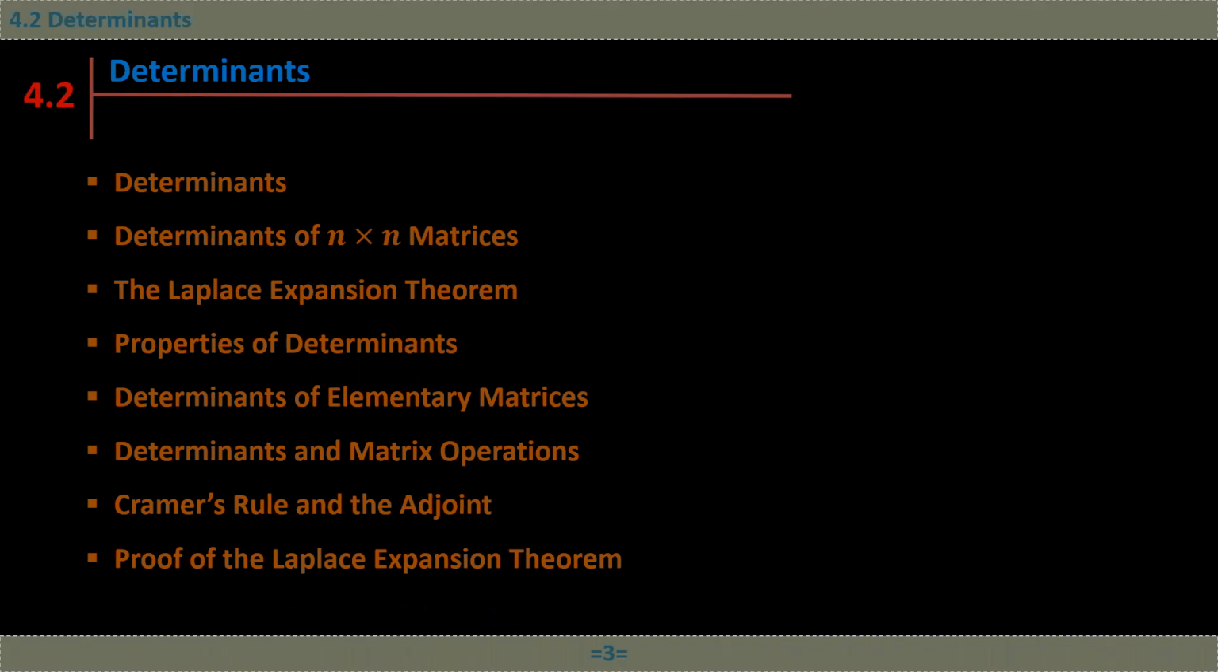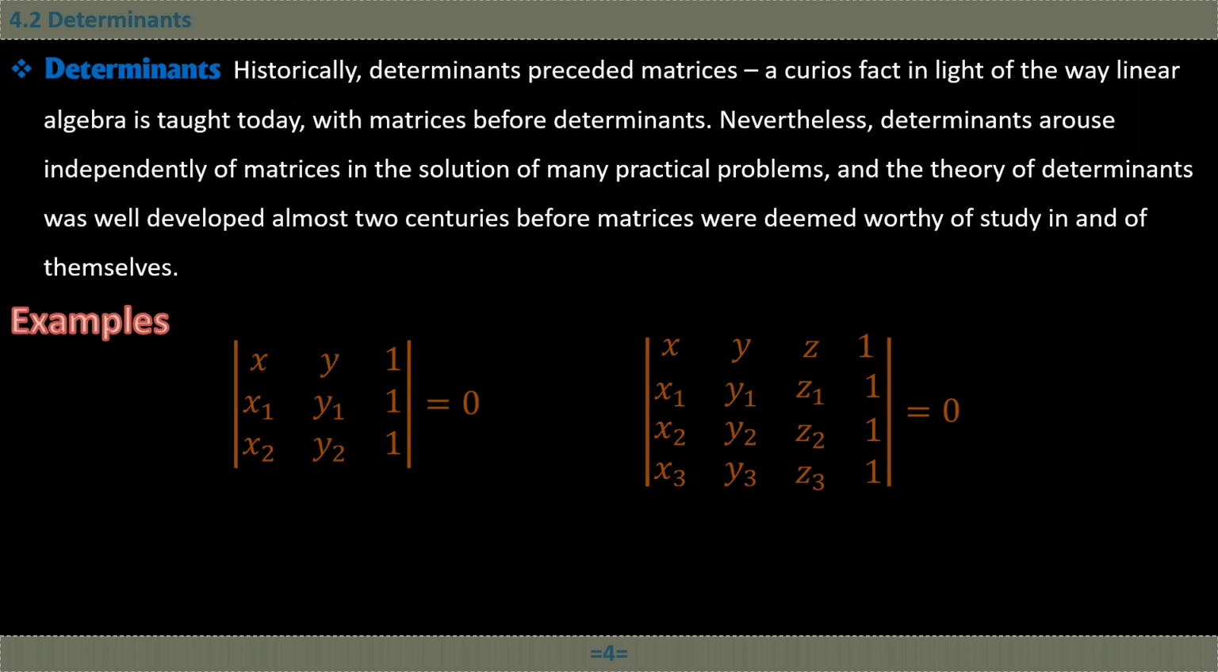Here, the main purpose is to be able to calculate or compute determinants of n by n matrices. And you also have to be familiar with some properties of determinants. That is our purpose of learning this part of the chapter.